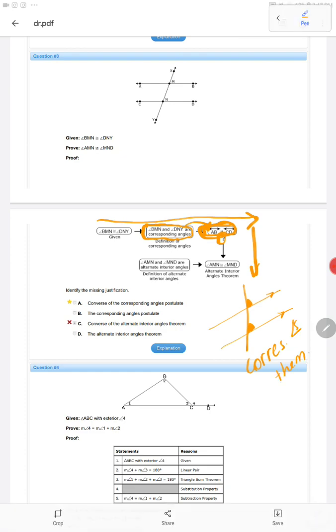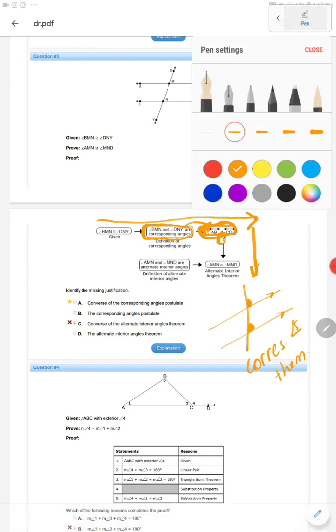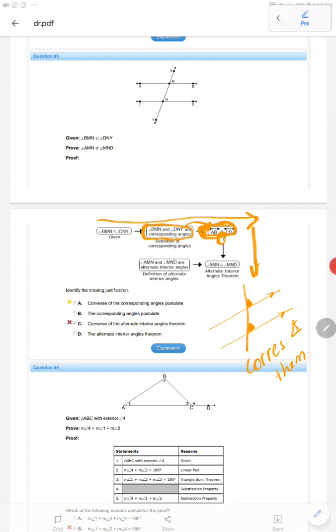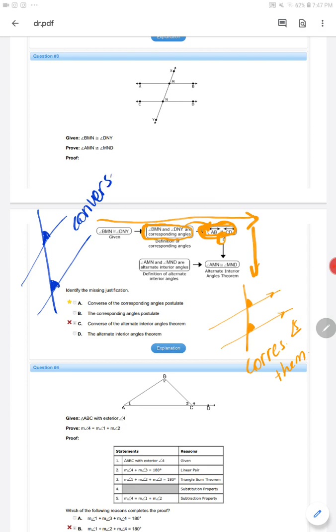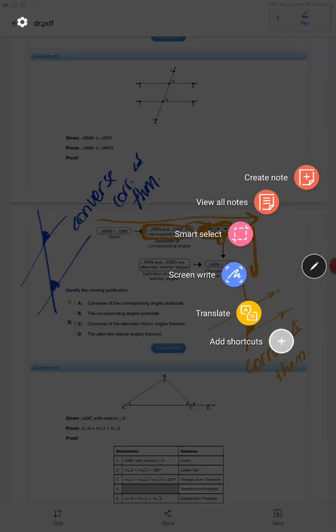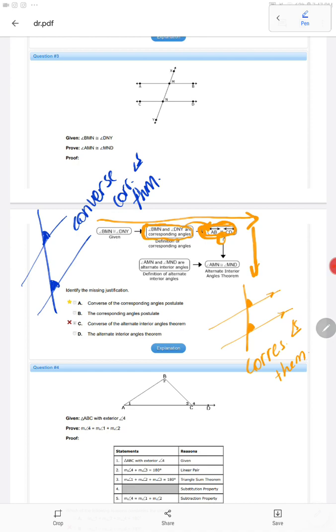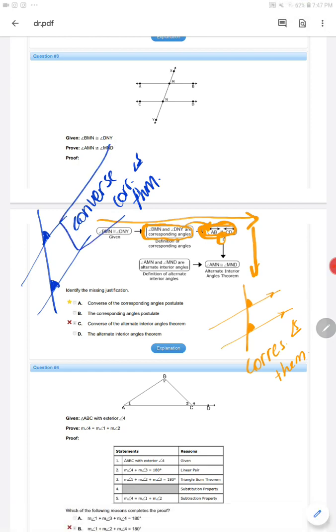If you have exactly the opposite of this, let's just draw it over here, you have two lines, but you don't know for a fact whether they're parallel or not. But if you know that these two angles are equal in measure, then you say that because of the converse of corresponding angles theorem, the lines must be parallel. That's your conclusion, and the reasoning would be converse of corresponding angles theorem.